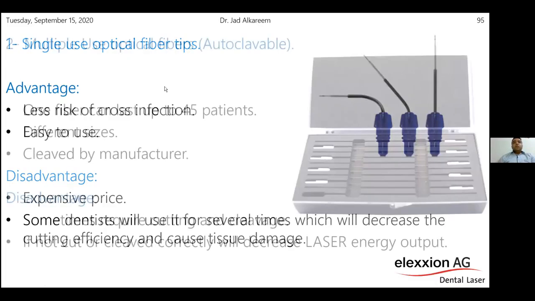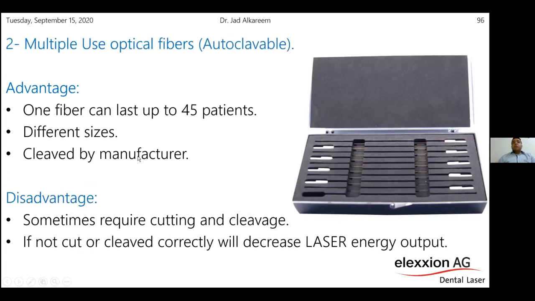Then we have the multiple-use optical fibers. They are autoclavable. One fiber can last up to 45 patients. They have different sizes, and these kinds of fibers are already cleaved by the manufacturer, so you don't need to cut them. They come from the manufacturer cleaved, and they have certain serrations in the fiber, so the fiber itself will break from the nearest serration, and these serrations are also cleaved. So the dentist doesn't need to cut these fibers or use a fiber cutter with this one.